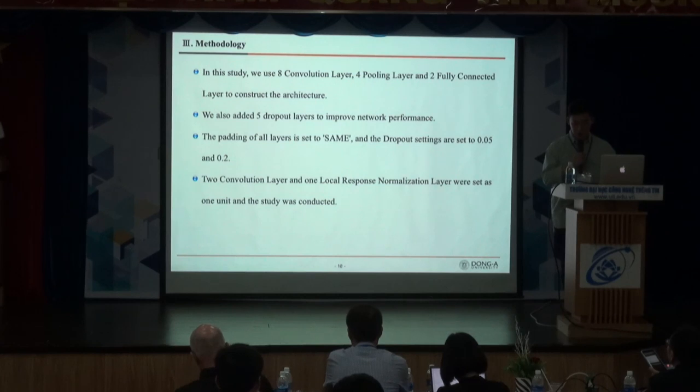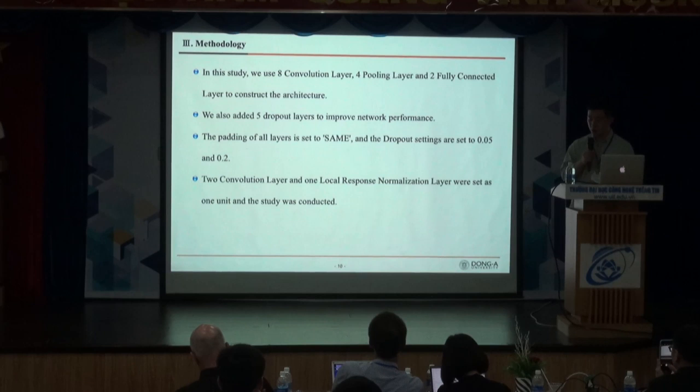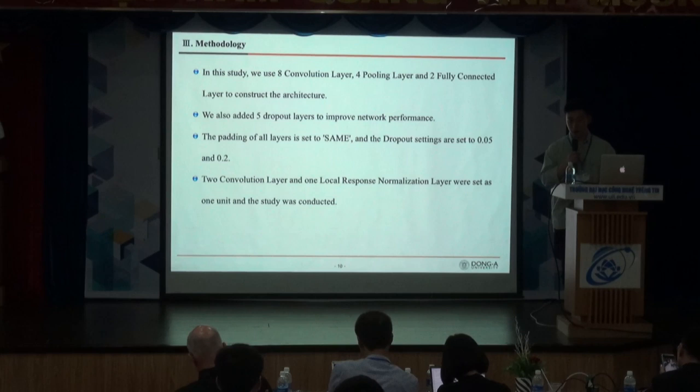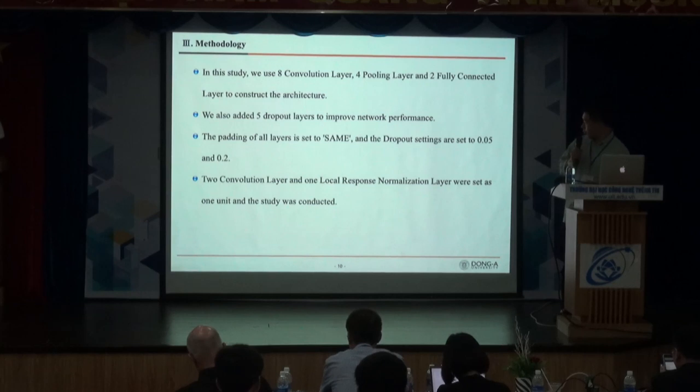Next, I will give a detailed description of the architecture configuration. In this study, 8 convolution layers, 4 pooling layers and 2 fully connected layers were used to construct the architecture. In addition, 5 dropout layers have been added to improve network performance, and the rates have been set to 0.05 and 0.2. As mentioned above, 2 convolution layers and 1 local response normalization layer have been set as one unit. We will then study the optimal level of LRN based on the unit.